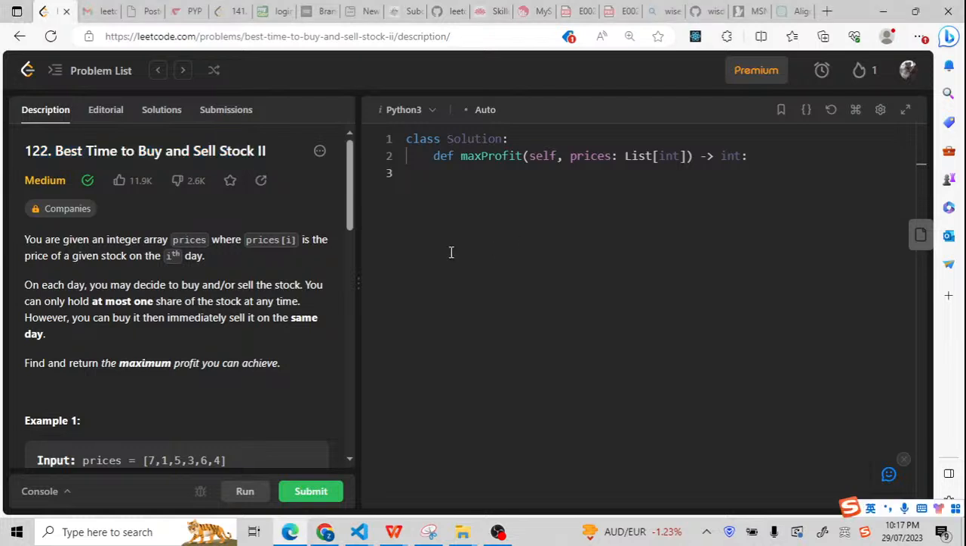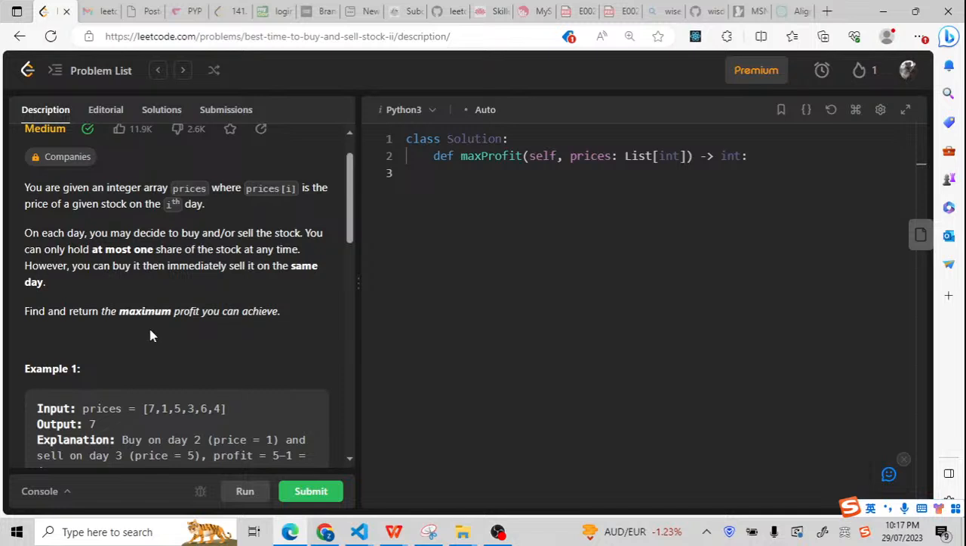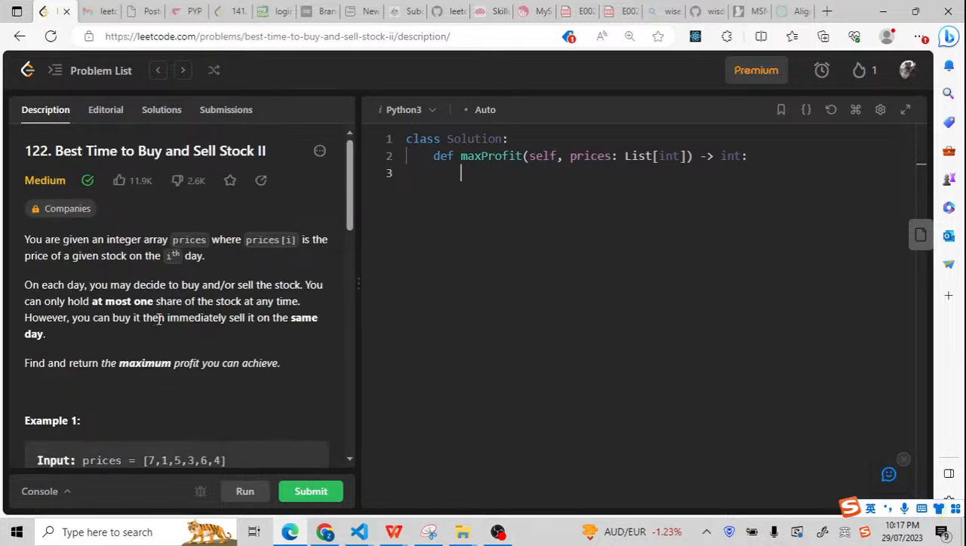Let's try to solve another Leetcode problem, continued with the stock problems. Today we are going to solve 122, Best Time to Buy and Sell Stock II. So this problem is easy to understand. It is just an extension of stock problem 1.